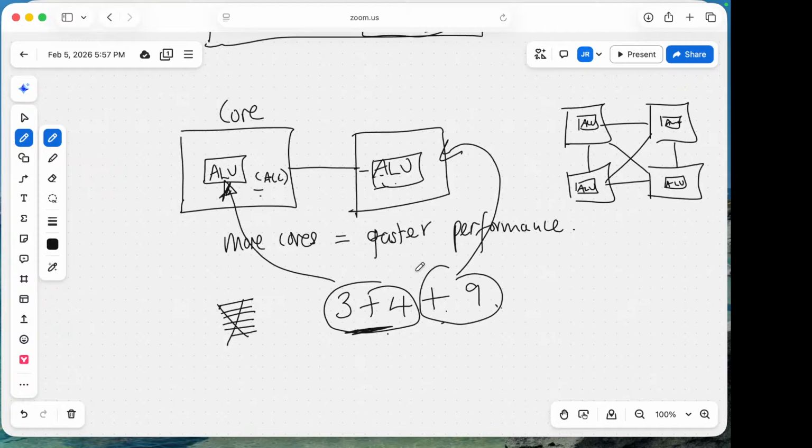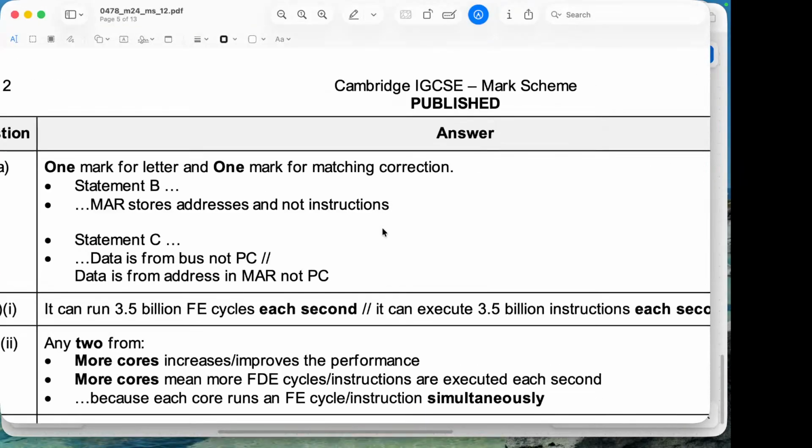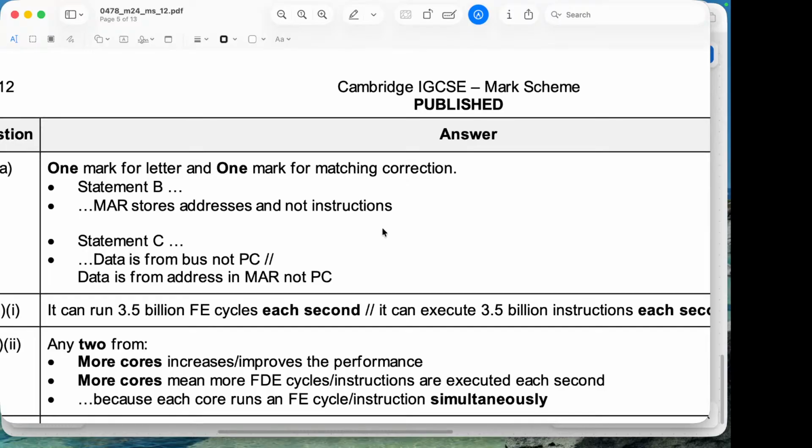So yeah, if we just have a look at the mark scheme, it says more cores increases or improves performance. More cores mean the fetch, decode, execute cycle instructions are more executed per second, because each core runs a fetch execute cycle simultaneously. Or not, if you look at that example. But you get the idea. It does improve it.